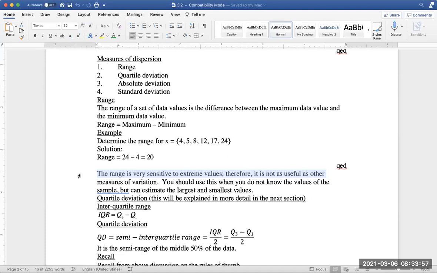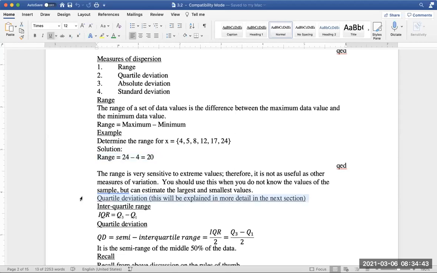So it's not a very useful measure of dispersion unless you don't know a lot about what's happening with your data. If you don't know a lot about your data, then a lot of times it's very easy to calculate your range. And then from there, and we'll see later on, using the range rule of thumb, we can give a very nice estimate of a measure of dispersion. So if you don't know a lot, then the range is a good measure of dispersion. If you know your data, then you don't use the range.